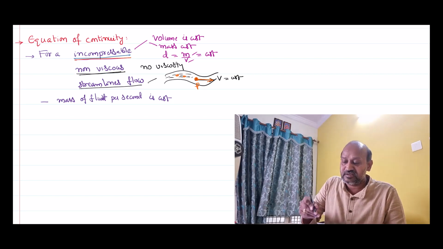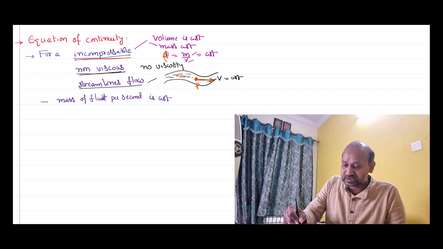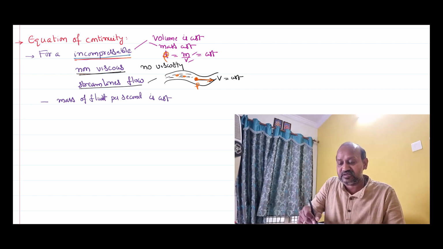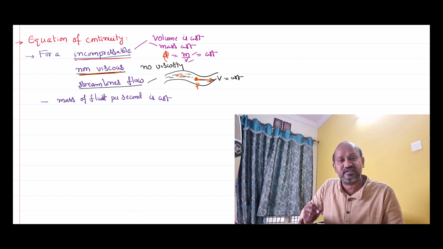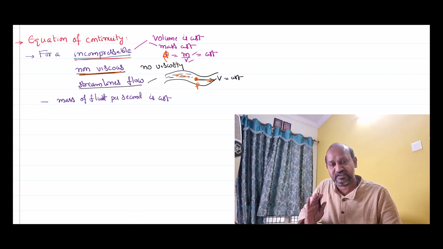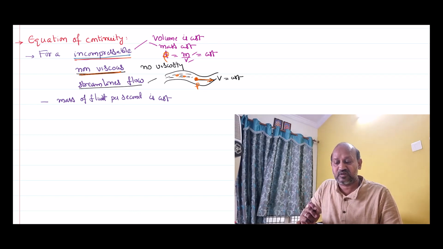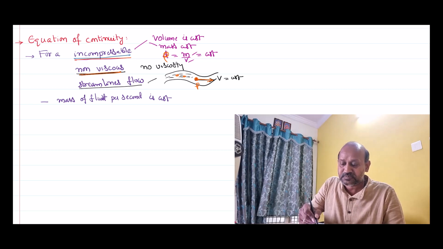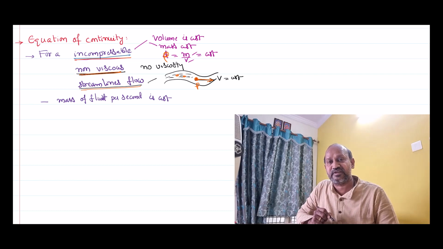Generally, people refer to it with rho here. Non-viscous: no viscosity is taken into consideration. In this case, we are treating it like a simple case of no opposition, ideally. And a streamlined flow: all particles crossing a particular point cross with the same velocity in a given fluid flow.